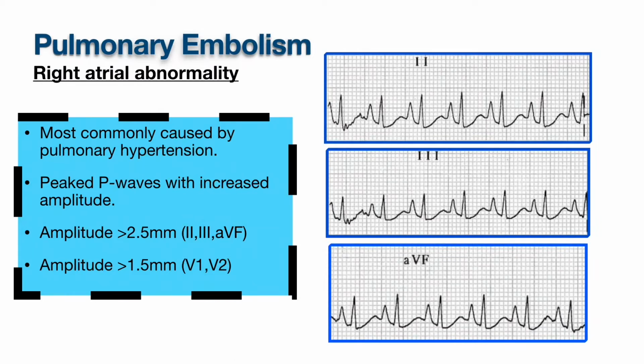So for right atrial enlargement, which is most commonly caused by pulmonary hypertension, we have peaked P waves with increased amplitude. As you can see, the amplitude is greater than 2.5 millimeters in 2, 3, and aVF.